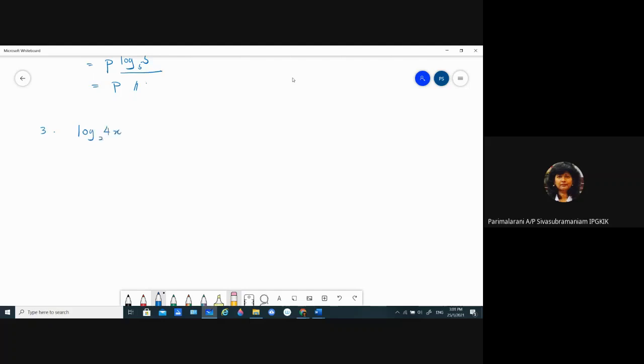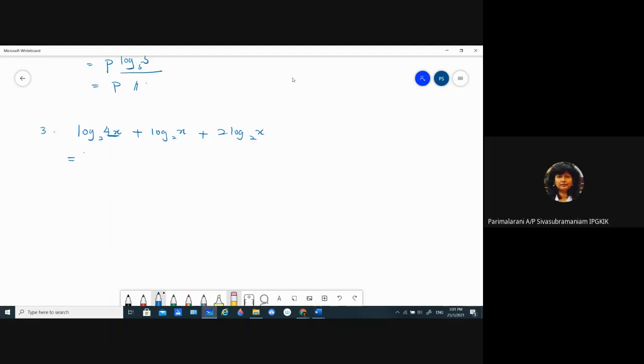Log 4x base 2 plus log x base 2 plus 2 log x base 2. Simplify this. How do we simplify this? Okay, so you see here 4x, this is 4 times x. So we must expand this. How do we expand this?